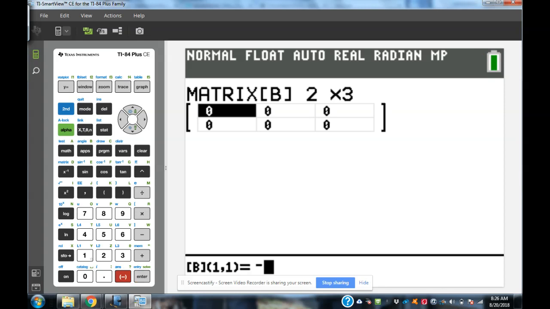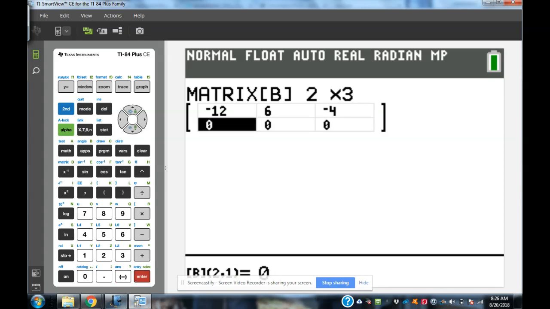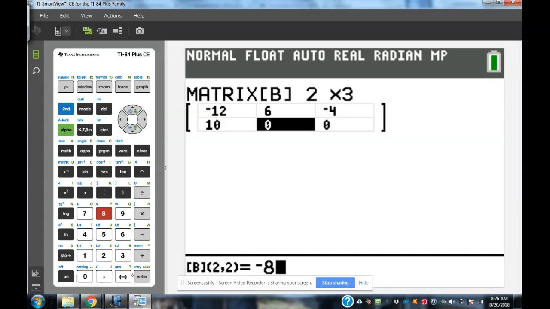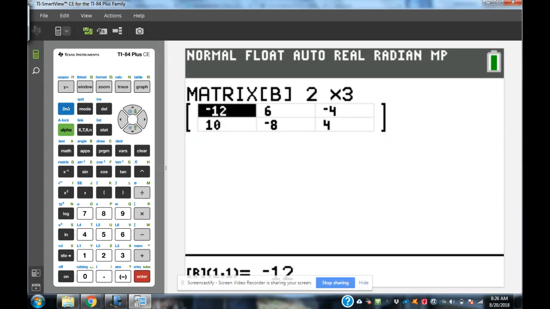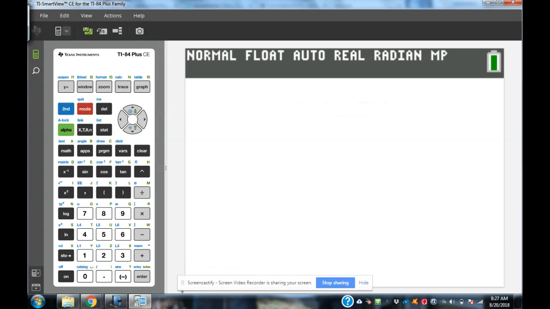I'm going to put in negative 12, 6, negative 4, 10, negative 8, and 4. It's 2 by 3. Make sure everything's where it should be, that the elements are in the right spots. Then I'm going to hit second, quit, to get back to the regular calculator screen.